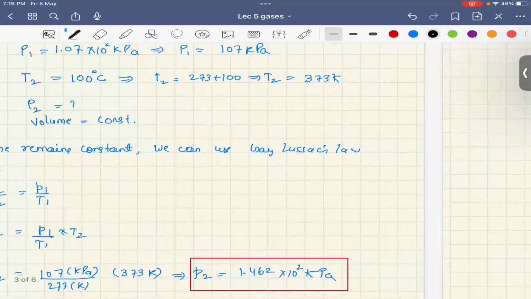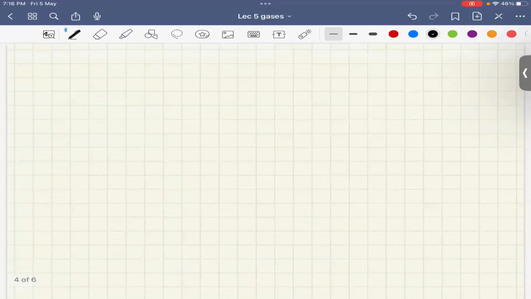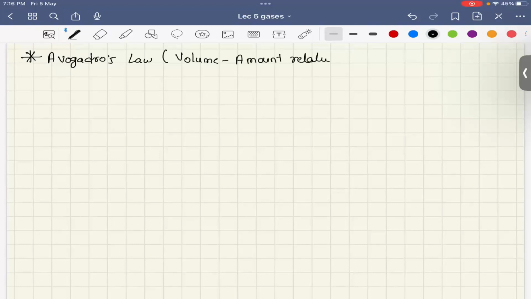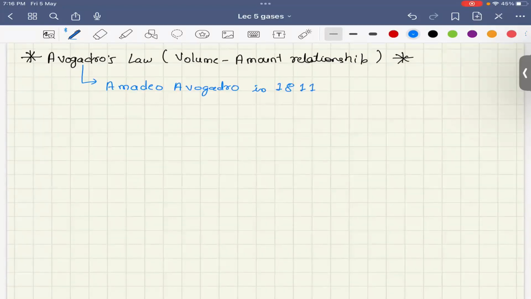Okay. So the next law which we are going to study is Avogadro's law. Avogadro law. This is also called the volume amount relationship. This law was given by Avogadro in 1811. In 1811 he put forward the relationship between volume of gas with the number of molecules at constant temperature and pressure, and this now has been accepted as the law and is known as Avogadro's law.